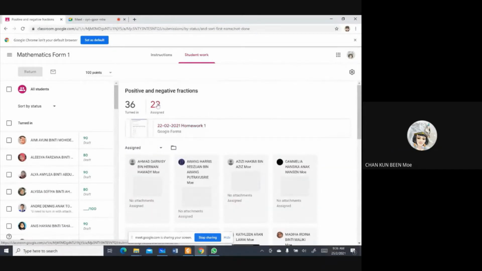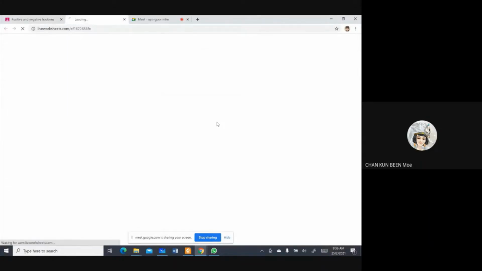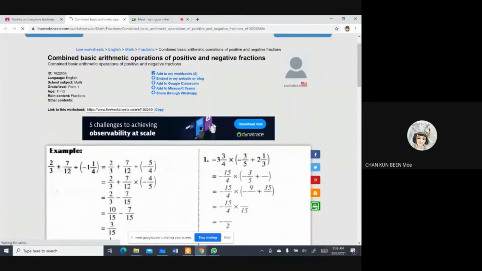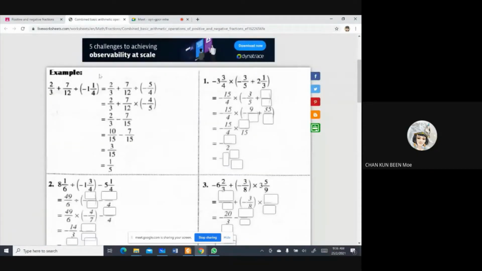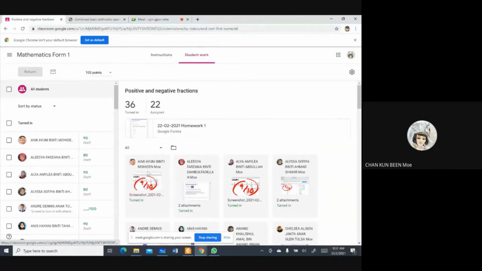Okay, the work that I want you to turn in is the second one, combined basic arithmetic operations, whereby after you have done it, I want you to capture the screen where the marks show on top of this corner. Just capture the marks part, just like what your friend did, like this. Okay, 9/10, 9/10. I want to see the marks that you get to record as your PBD later on.